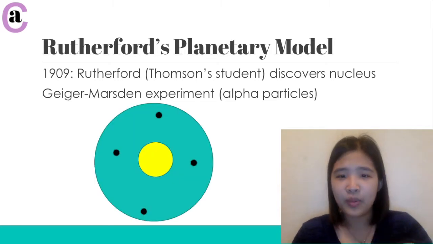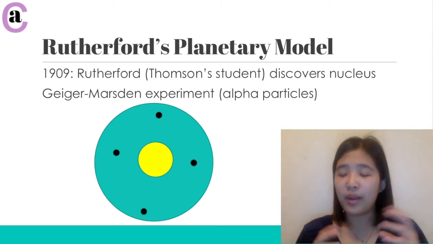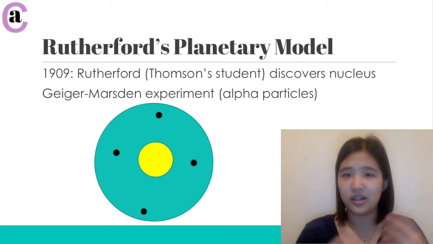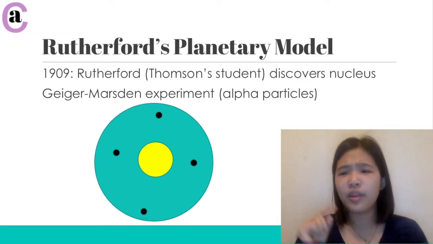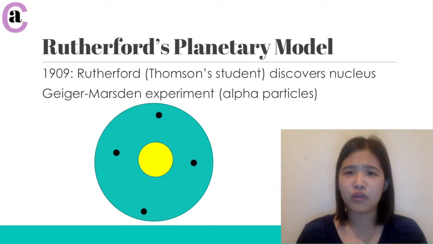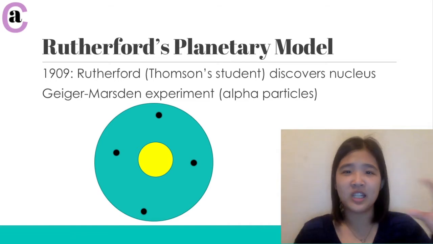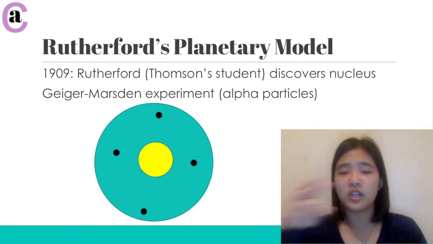What he put together was this kind of model where you have the yellow in the center, which is mostly the positive charge, in other words, the nucleus. Then all the black dots in all the different areas represent the electrons. He thought that it was a cloud model where the electrons weren't really orbiting in a specific route or a specific way.